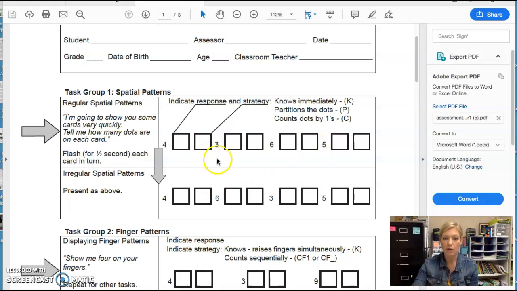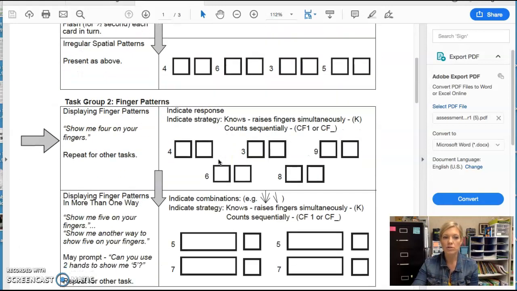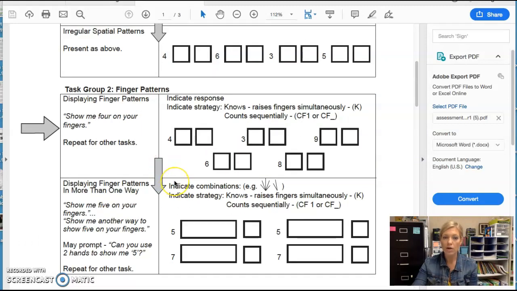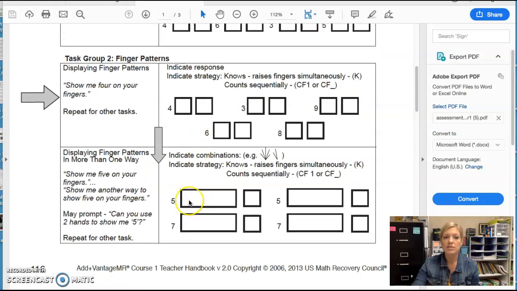So you have all of your cards here. Then you're going to move into finger patterns. So show me 4, show me 3, show me 9, show me 6, and show me 8. You can just put a check here if they get it correct, and a K for knowing, and a C for counting again. Down in this next part, you're going to ask them to show you 5 on their fingers. If they show you 5 all like that, you can just write the number 5 in that box. You don't have to draw the fingers, but if that works for you, go ahead. You can draw the fingers too.